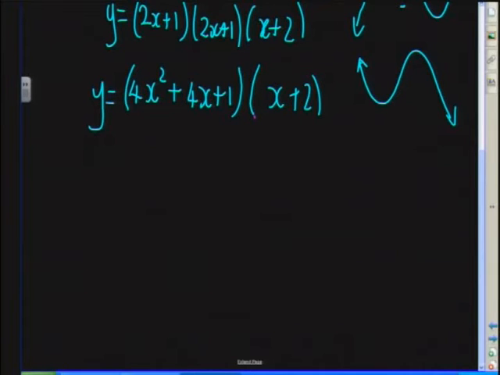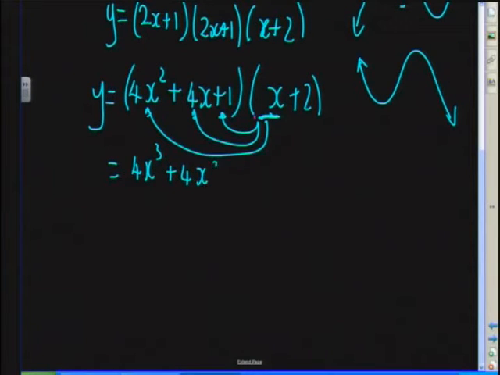Alright, and remember all I've got to do now is just distribute the terms from the second bracket into the first bracket. So x times 4x squared is going to give me 4x cubed. 4x times x is going to give me 4x squared. 1 times x is just going to give me x. Okay, next we're going to times the 2 into the bracket, so times it by every term.